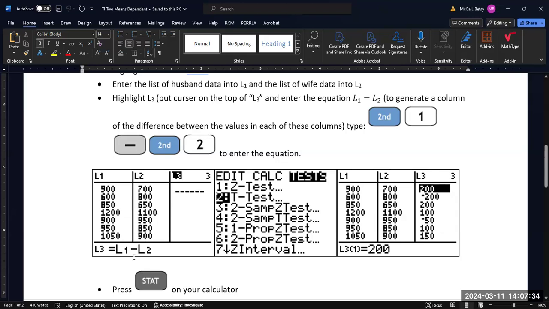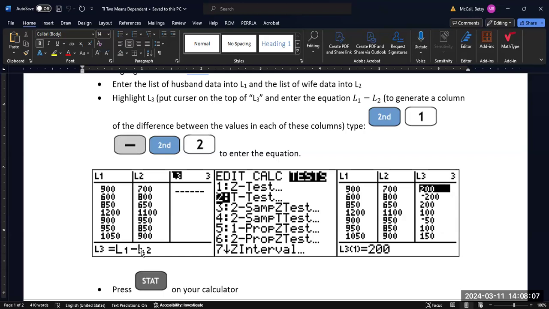Now, then what we can do is calculate the differences. If we calculate the differences, we can then say in L3, so scroll over to L3, then we're going to call up L1 minus L2. Now, in principle, it doesn't matter what order you do this subtraction in. We're doing a test to see if they're different from zero. And so the sign that you're subtracting in doesn't really matter.